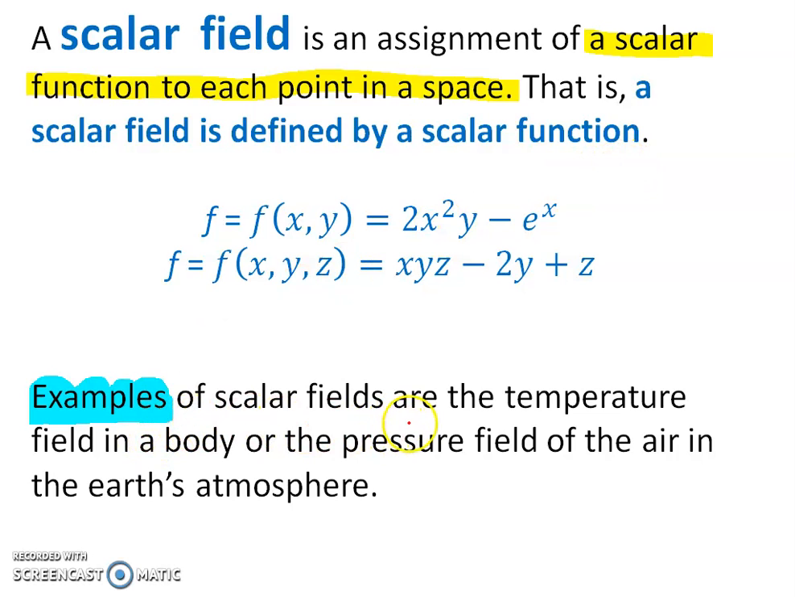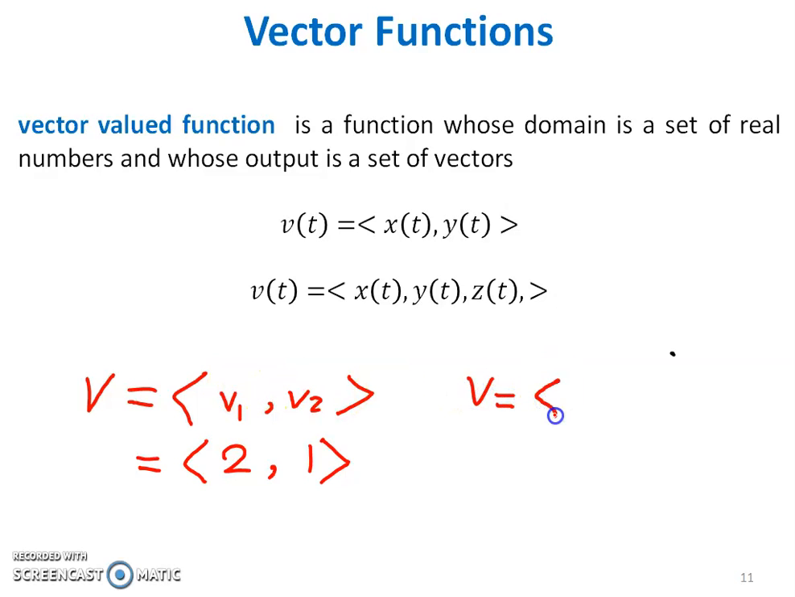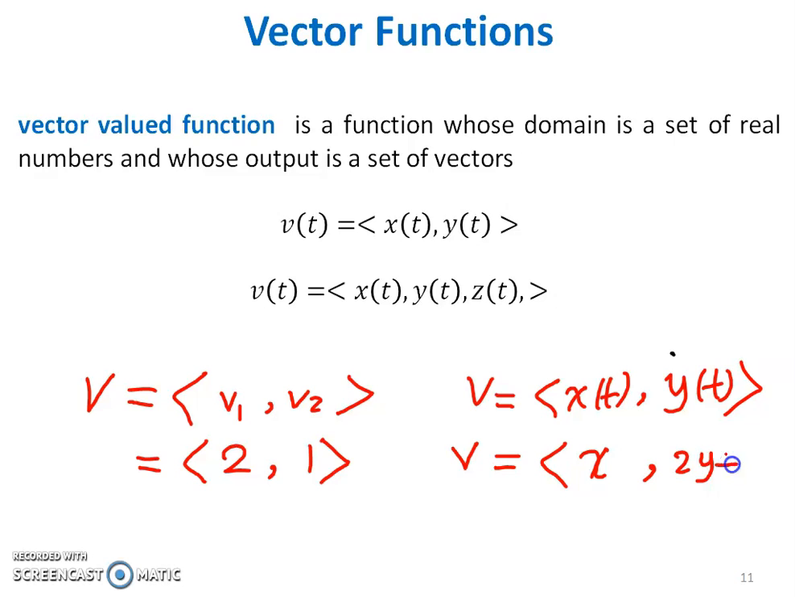Examples of scalar fields are the temperature field in a body or the pressure field of the air in the Earth's atmosphere. We know that a vector is made of components, for example, v1 and v2. If the components are scalars, we simply call this a vector. But if the components are functions of a variable t, this is called a vector function. Like for example, here we have x and here we have 2y plus 1.